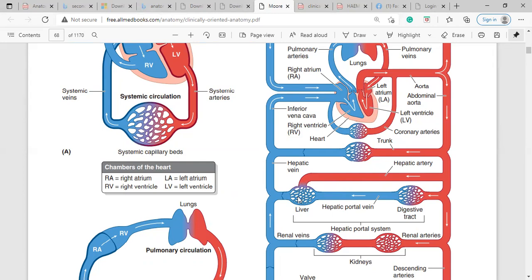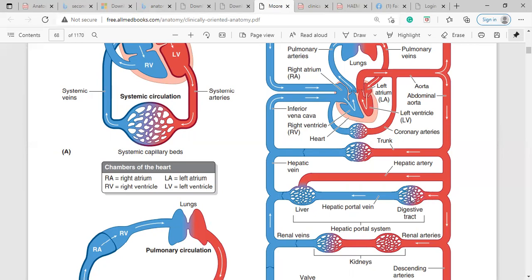So it comes to supply oxygen and nutrients to this liver. Then your digestive system. So here, let's call this your digestive system or your guts. G-U-T, guts. Now, the artery that comes here to supply your digestive system is called the mesenteric artery. Mesenteric artery will come and supply your guts.